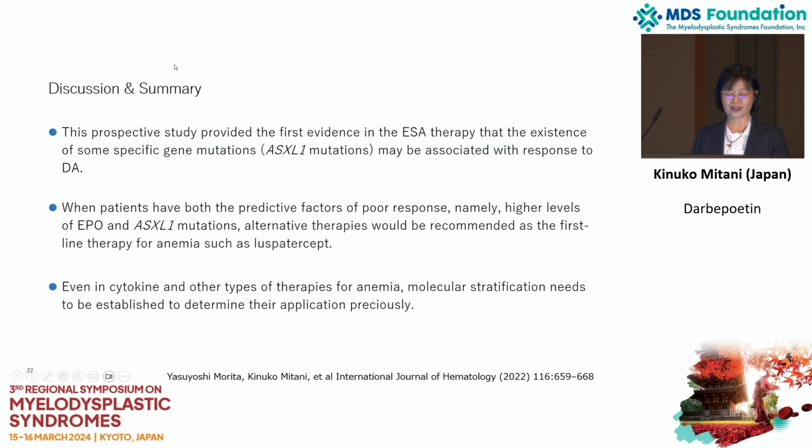This is the discussion and summary at that time. This prospective study provided the first evidence in the ESA therapy that the existence of some specific gene mutations, namely ASXL1 mutations in this case, may be associated with response to darbepoetin alpha. When patients have both the predictive factors of poor response, namely higher levels of EPO and ASXL1 mutations, alternative therapies such as luspatercept would be recommended as the first-line therapy for anemia. Even in cytokine and other types of therapies for anemia, molecular stratification needs to be established to determine their application precisely. Thank you for your attention.